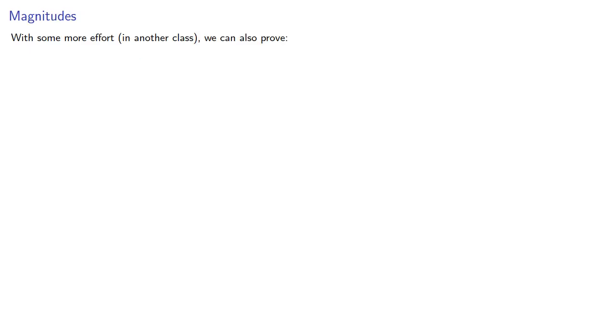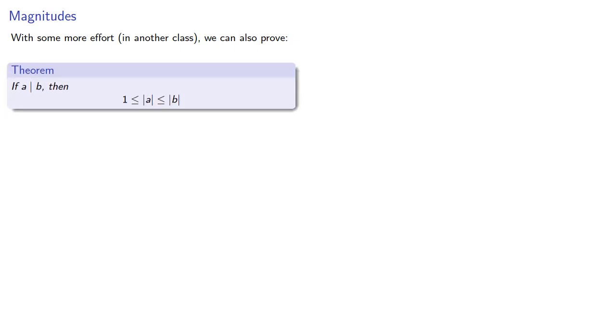Now, with some more effort, in another class really, we can also prove a useful theorem. If A divides B, then A has to be somewhere between 1 and the absolute value of B, where we use the absolute value because in principle number theory actually concerns the properties of the integers, and so A and B could potentially be negative.